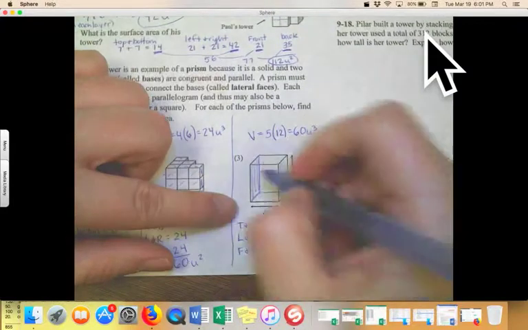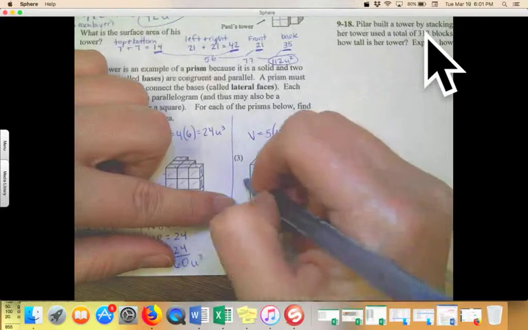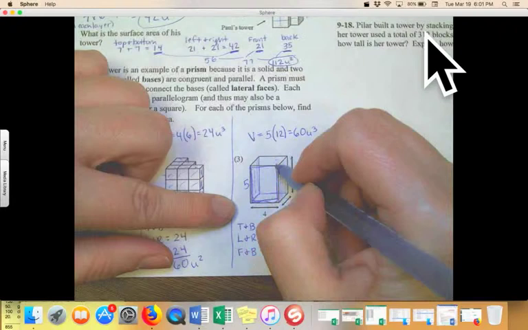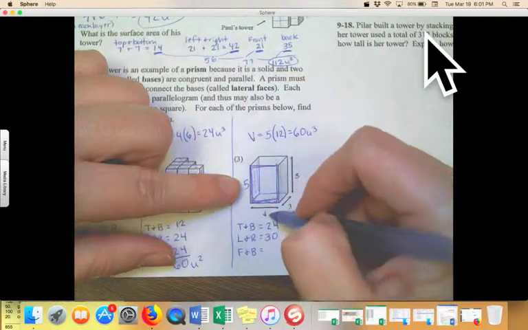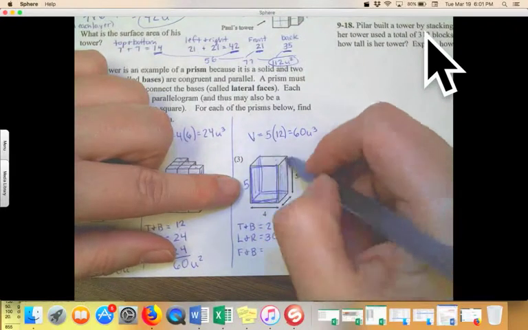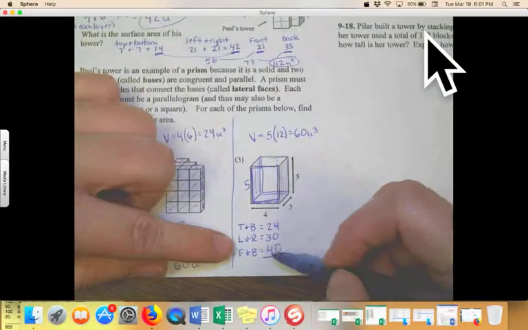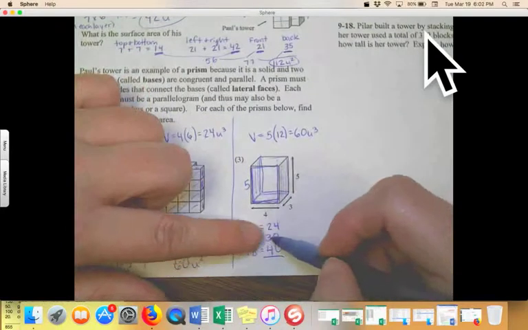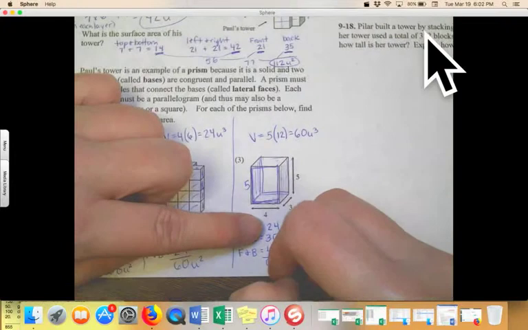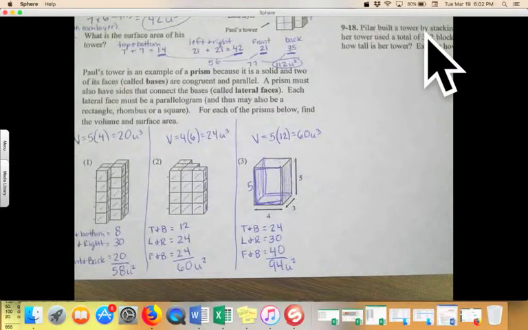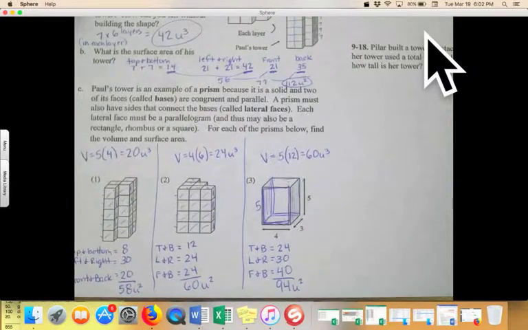And for the front and back, since this has a height of 5, then our front and back are 4 by 5 rectangles. 4 times 5 is 20. And again on the back, 20 and 20 is 40. So adding up all of our faces, 40, 70, 80, 90, 94 units squared for our surface area of that third one. So if you tried it and then checked it, hopefully you were able to get those.